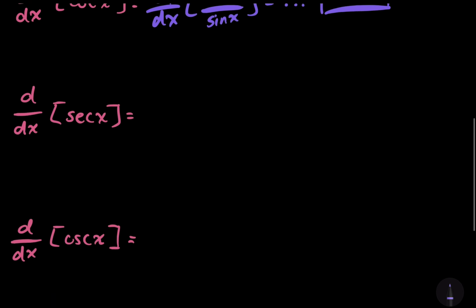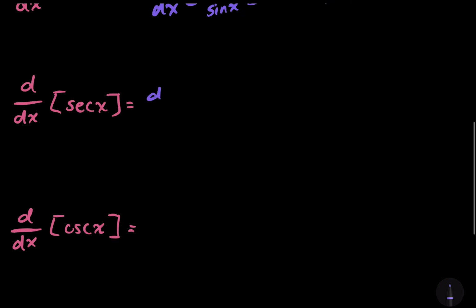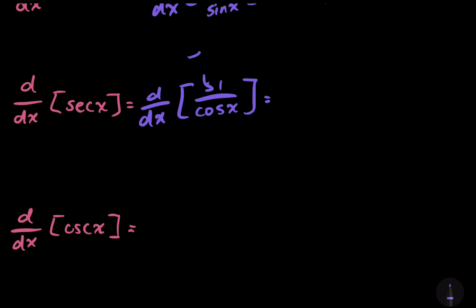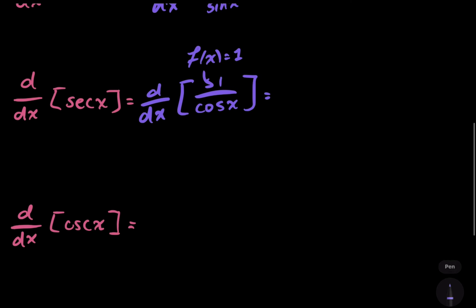And then we can take a look at secant of x, and this one's going to be a little bit simpler. So we can rewrite secant of x as 1 over cosine of x. And then we can establish our numerator and denominator function. If we say f of x equals 1 is our numerator function, then we can say that our denominator function is going to be cosine of x. So this would be our g of x.